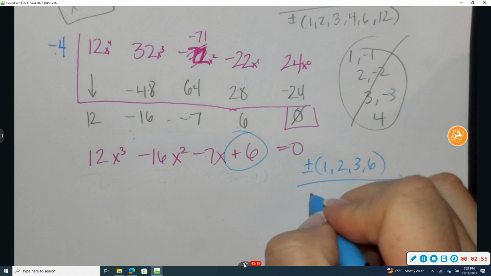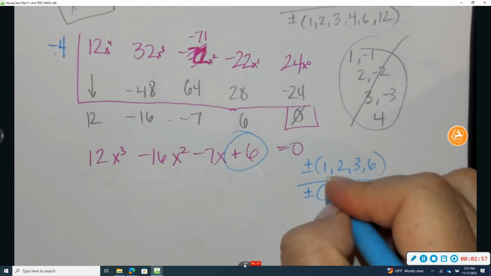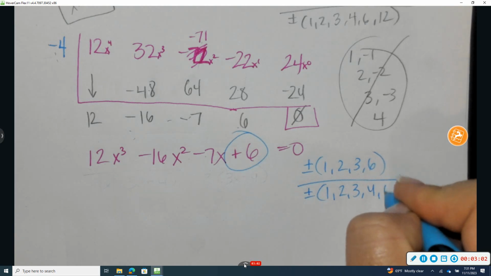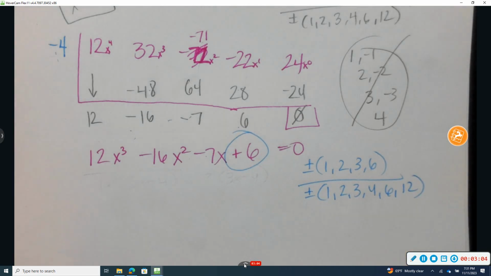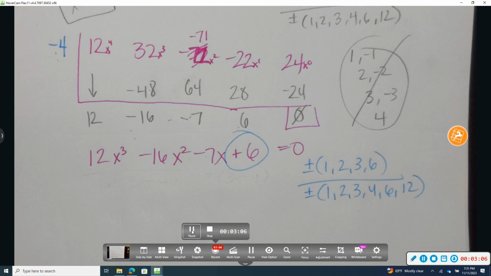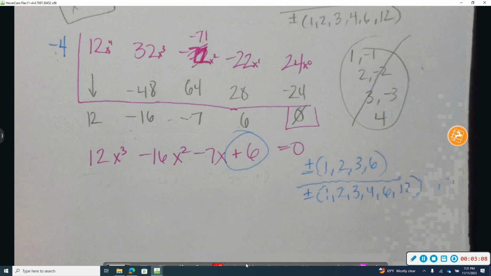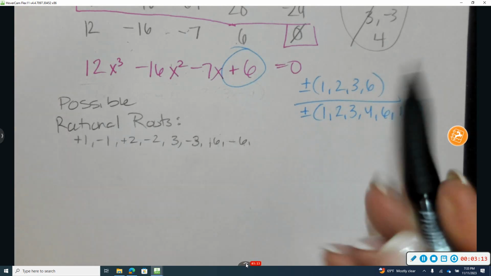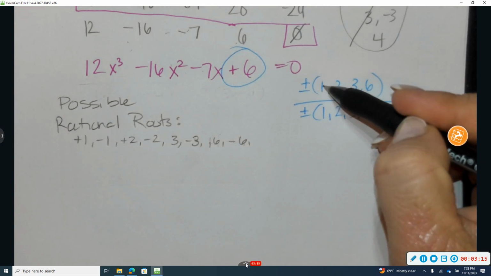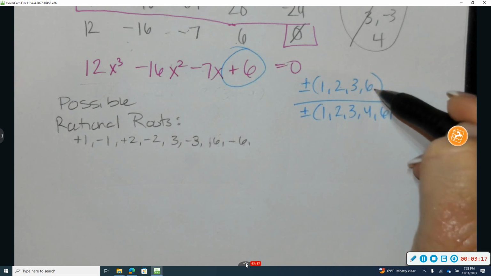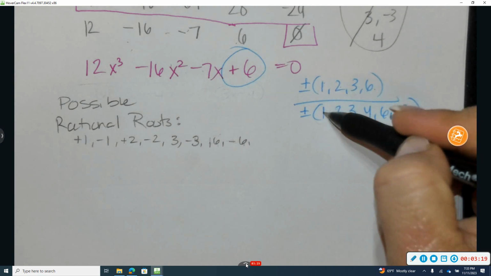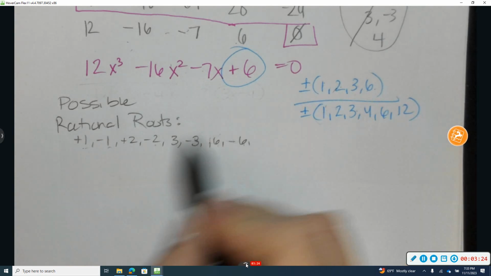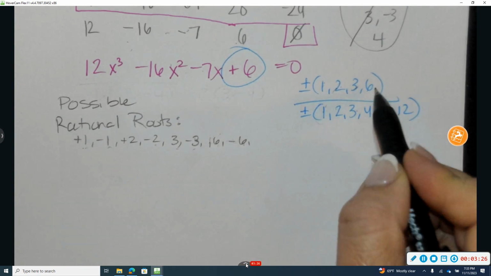And then I'm going to come back to the leading coefficient and write down the factors again: 1, 2, 3, 4, 6, and 12. Now let me list these out for us. I've decided to demonstrate how I'm able to list these possible rational roots. I'm going to take this 1 and each one of the numerator values and place it over 1. So 1 over 1, both positive and negative, 2 over 1, 3 over 1, and 6 over 1.